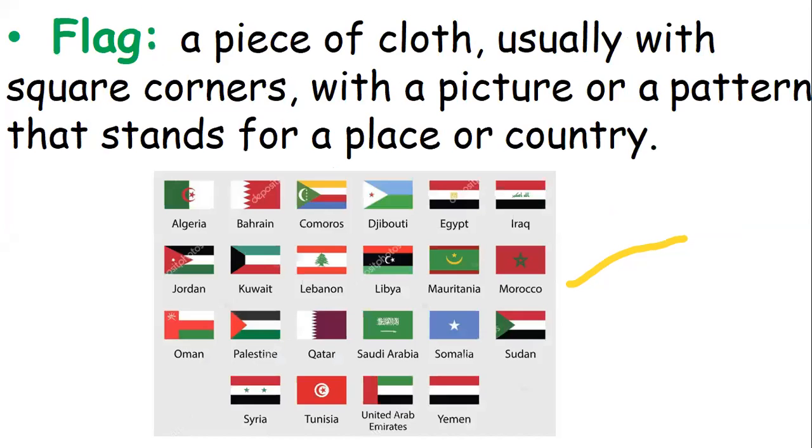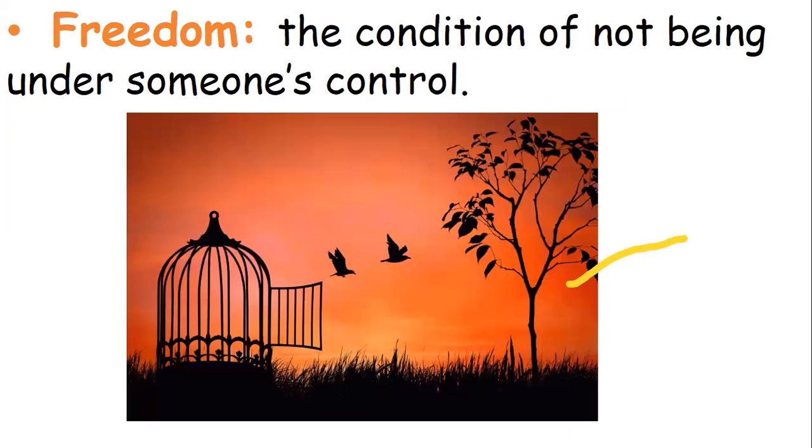Flag. What's the meaning of flag? It is a piece of cloth, usually with square corners, with a picture or a pattern that stands for a place or country. And you have here many flags, okay? And I think all of you know what the flag means. Freedom. What's the meaning of freedom? It is the condition of not being under someone's control. Okay? Free. Freedom, the condition of not being under someone's control. Okay, let's go on.